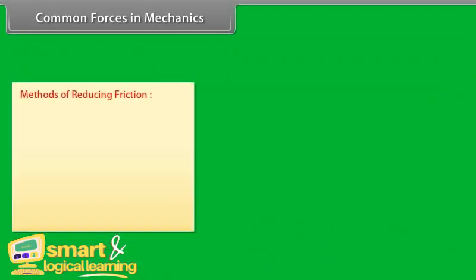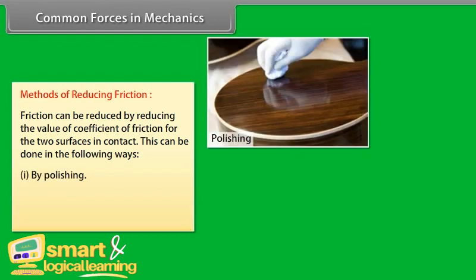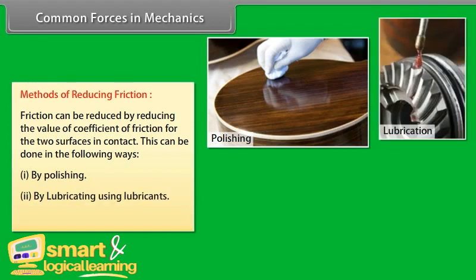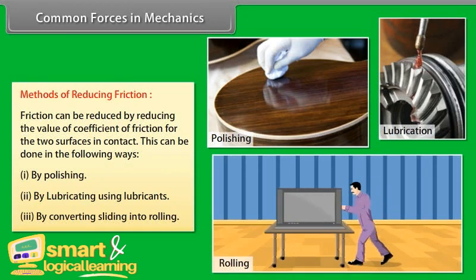Methods of reducing friction. Friction can be reduced by reducing the value of the coefficient of friction for the 2 surfaces in contact. This can be done in the following ways. Number 1, by polishing. Number 2, by lubricating using lubricants. Number 3, by converting sliding into rolling.